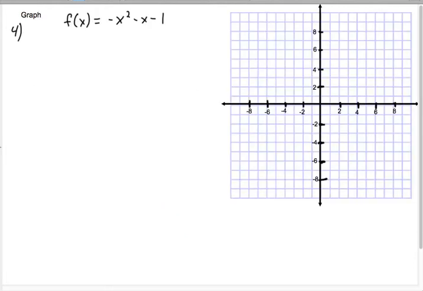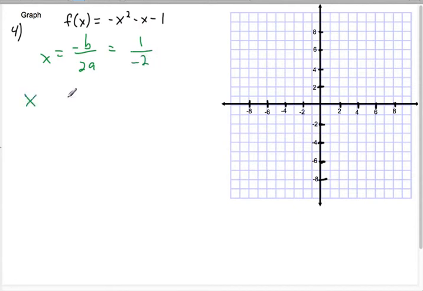Alright, I'm going to graph this one. So we're going to start by finding the vertex. X equals negative b over 2a. So b is negative 1. So the opposite of b is 1. Then we have 2 times negative 1. So we have negative 1 half.